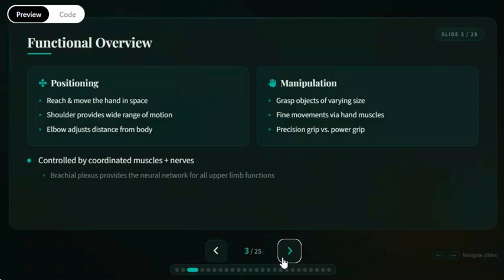2. Functional overview. The upper limb performs two major functions. First is positioning, which allows us to move the limb in space, for example, reaching for an object. Second is manipulation, which involves grasping, holding, and performing fine movements like writing or buttoning a shirt. These functions are possible due to the coordinated action of muscles, joints, and neural control.